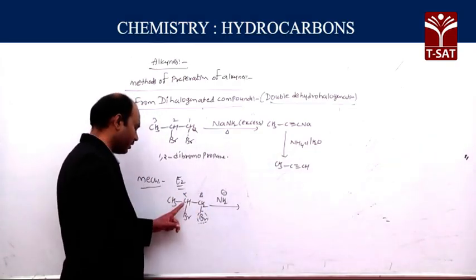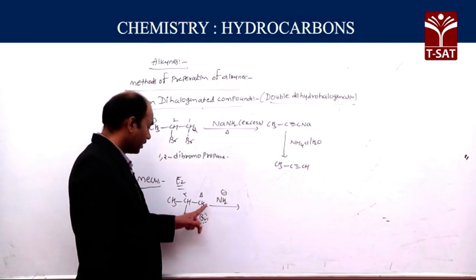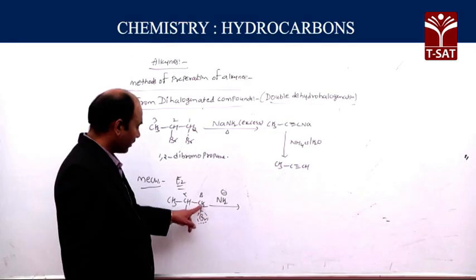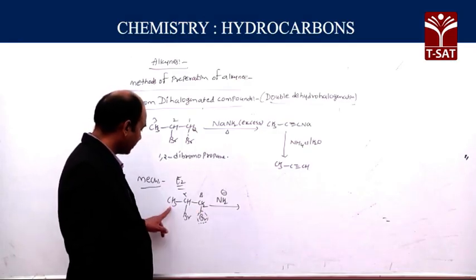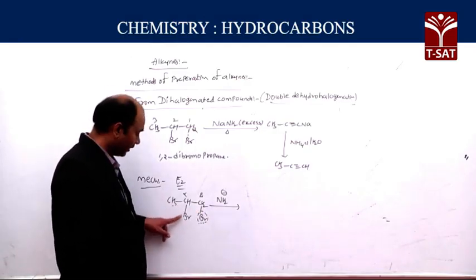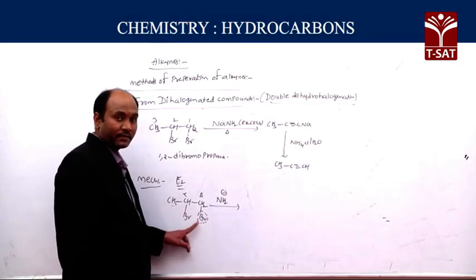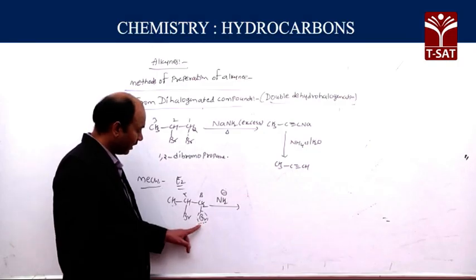Sir, why is it not abstracted? This one also can be abstracted, but in the first step it abstracts this one. Why? Because of the minus I effect of Br. So here this carbon's hydrogen is more polar when compared to this one. Why? Because this has a plus inductive effect group and this is minus. In these two carbons, the Br is the same.